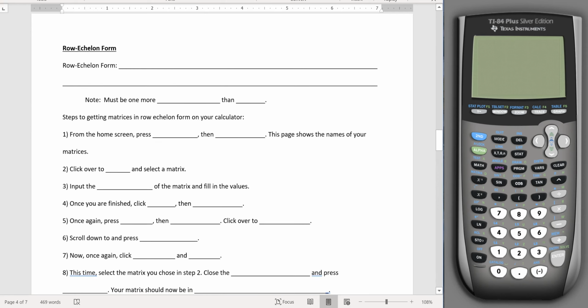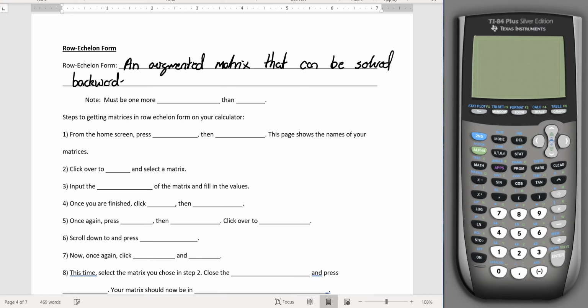Row echelon form is an augmented matrix that can be solved backwards. Now, one of the things about row echelon form and augmented matrices, if they represent a system of equations that's solvable, there must be one more column than rows.